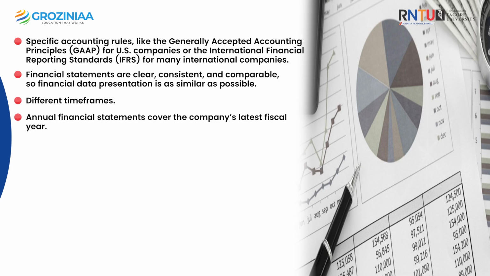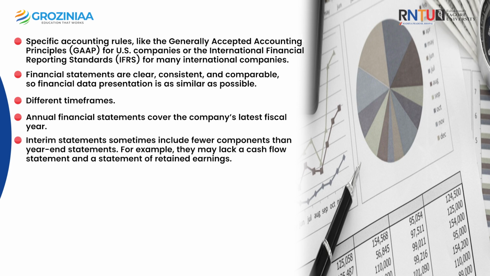Annual financial statements cover the company's latest fiscal year. A company may also prepare interim financial statements on a monthly, quarterly, or at times semi-annual basis. Interim statements sometimes include fewer components than year-end statements. For example, they may lack a cash flow statement and a statement of retained earnings.